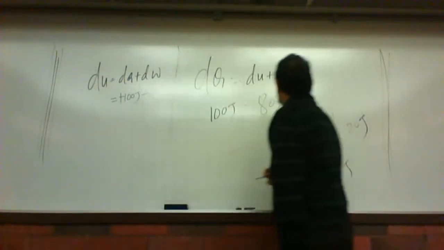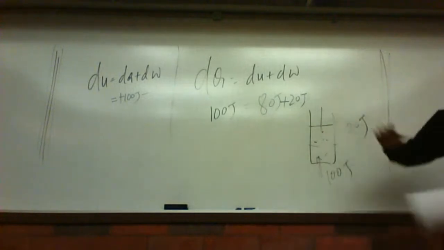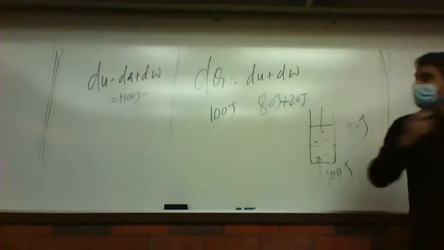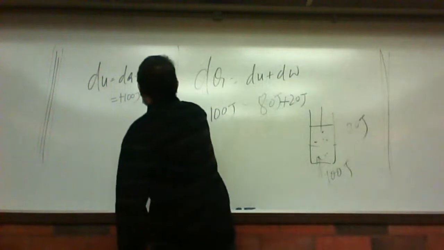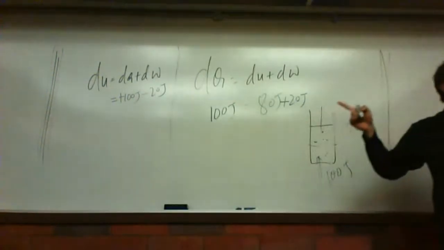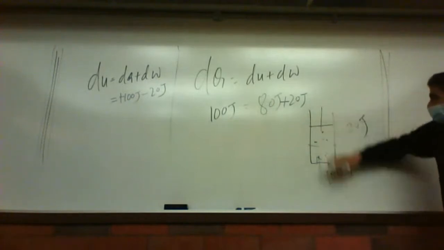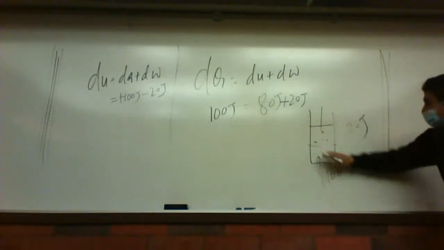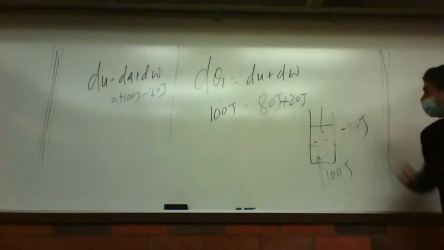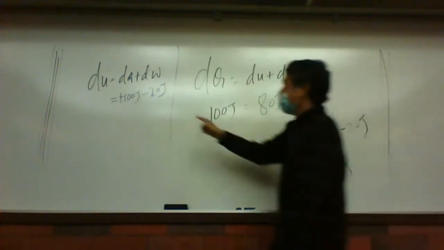Now dW, what is dW? We are expanding the gas. The gas expanded, so the piston is moved up, so they give that the minus sign. They write here minus 20 joule. Make sense? Because I'm just doing the expansion here. Heat is absorbed, so we give plus sign. Gas is expanded, so we give minus sign there. So I write minus 20 joule.